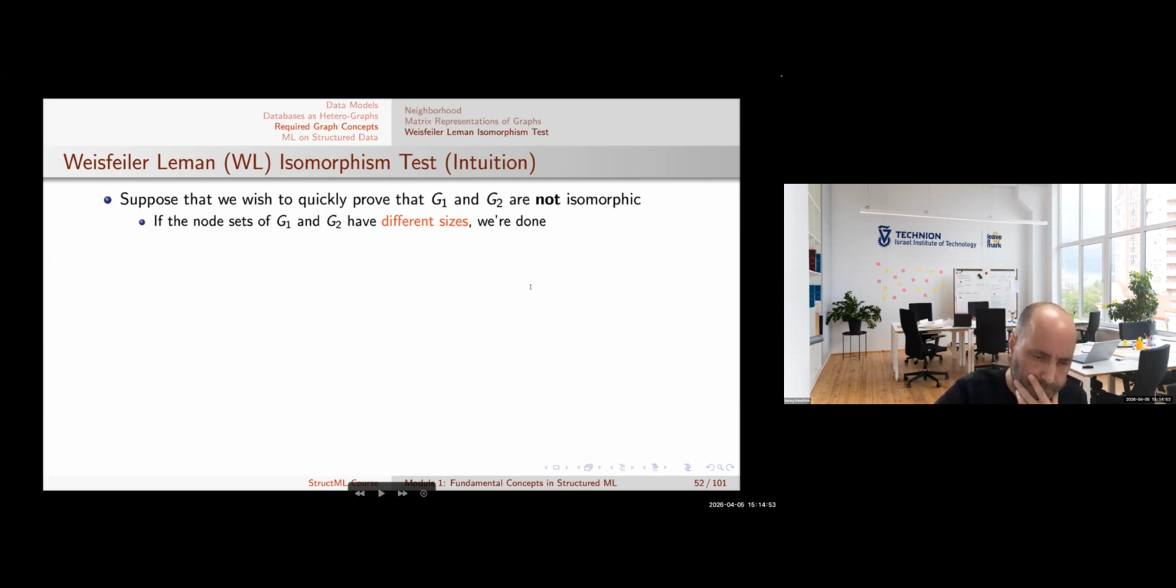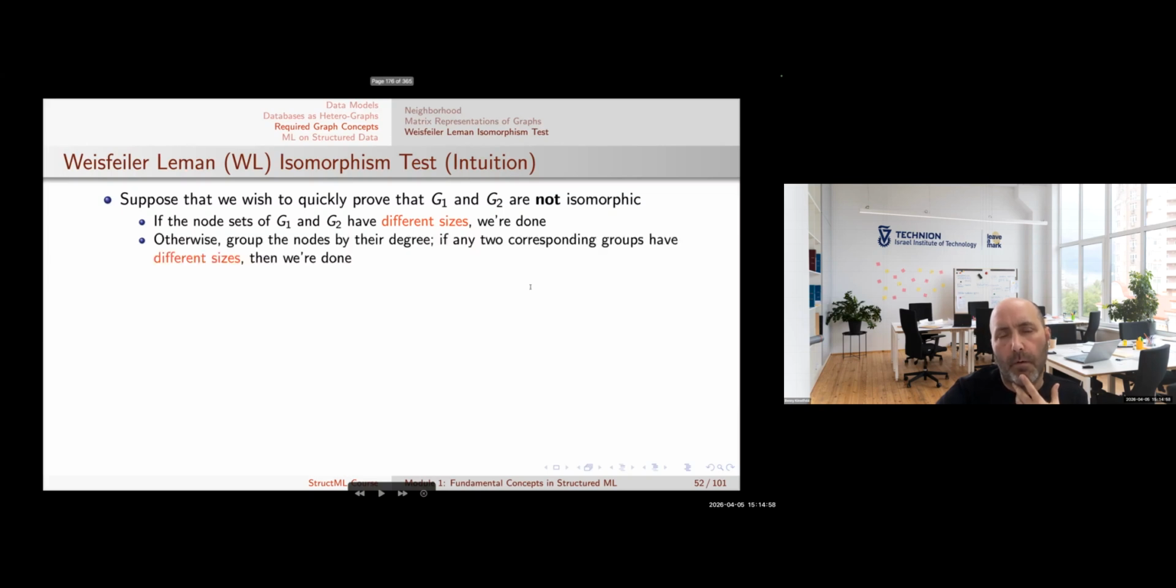What would you do then? Then you can say, okay, let's see. Well, the first graph has, say, 5 nodes of degree 10, and the other graph has 6 nodes of degree 10. Then they are not isomorphic. In general, you can group the nodes by their degrees and see whether the corresponding groups have the same sizes. Okay? And if you found some difference, then you can say, okay, fine, they are not isomorphic.